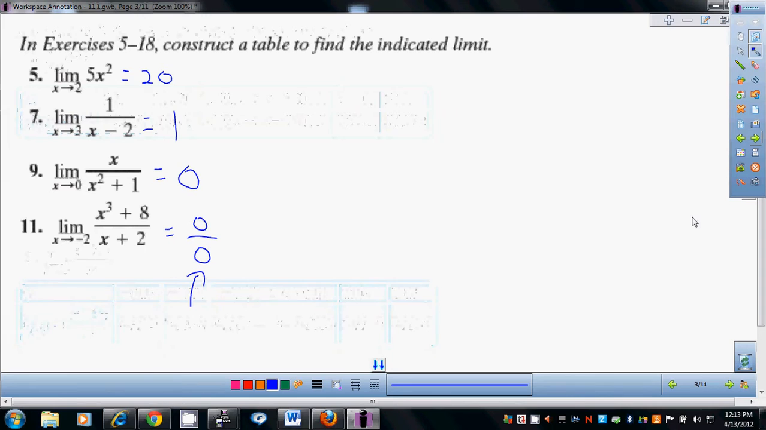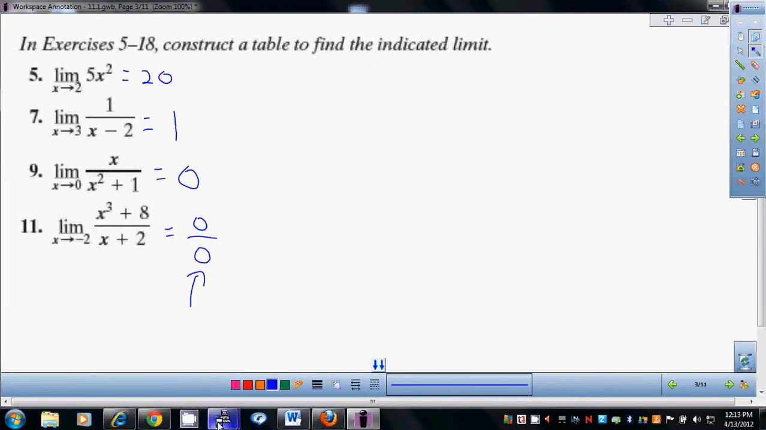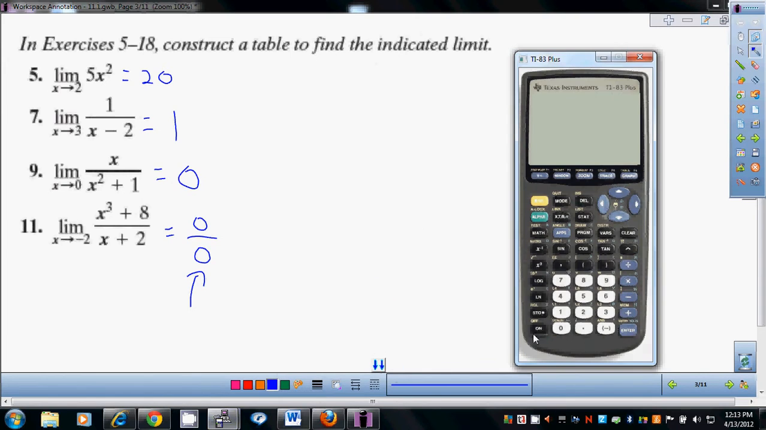But I'm going to show you, they say construct a table. They want you to punch in all these values, but I'm saying, let's just cut to the chase and look at the ones that matter. What is a number just ever so slightly less than negative 2? Negative what? That's actually slightly greater, but we can start there. That's all right. So, no, that's fine. So we're going to punch it in.